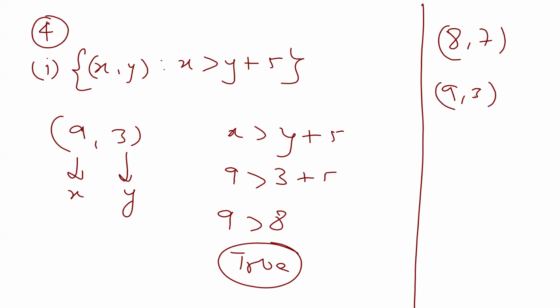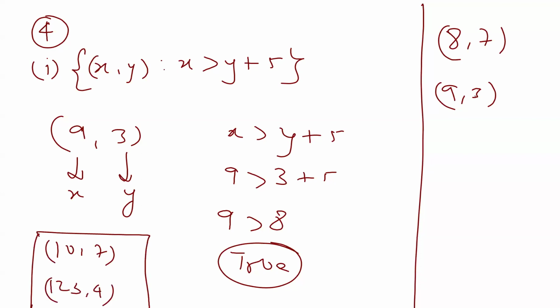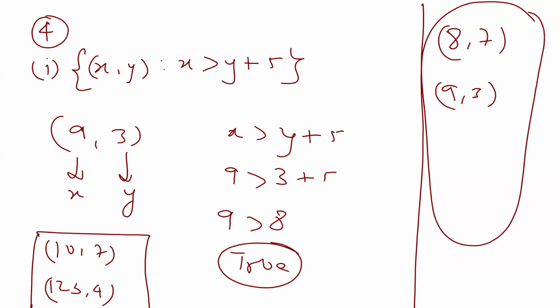Now (10, 7) and (123, 4), you can check on your own. So two more ordered pairs are there. You can check it on your own. That I give you as self-study and you can present the final answer. Okay, let us go to the next problem.